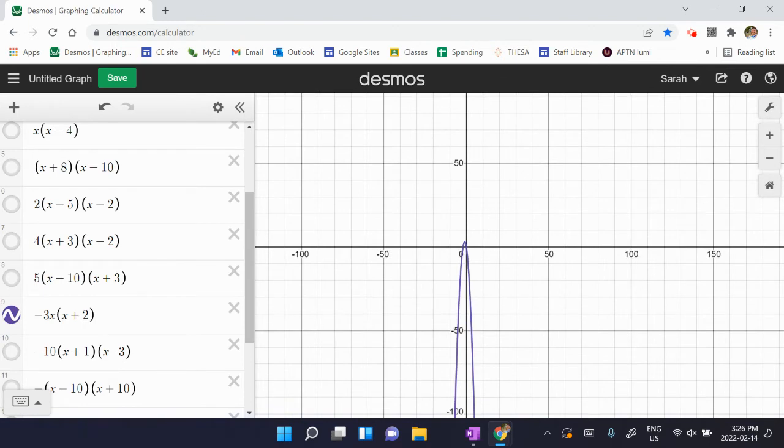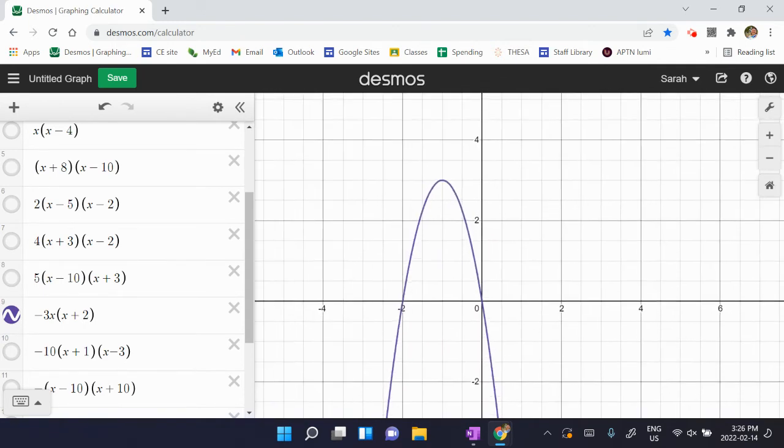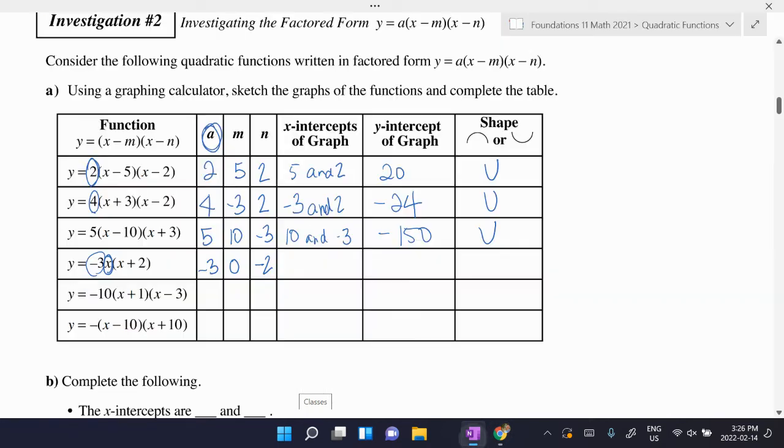Okay, so let's look here. My x-intercepts are 0 and minus 2. My y-intercept is also 0, right? That's where it's going through y. And it is opening down. Okay, 0 and minus 2. Y-intercept was 0, and it's opening down.